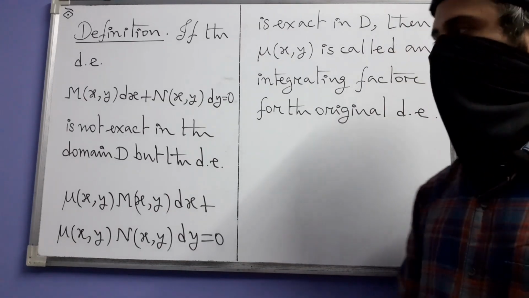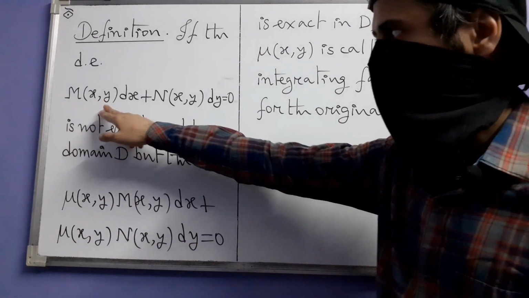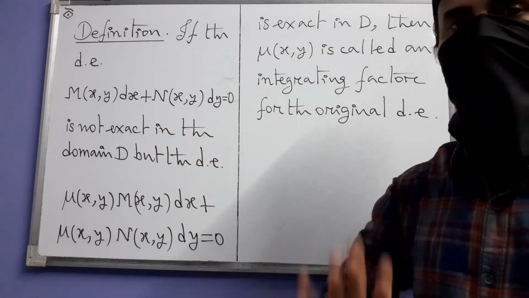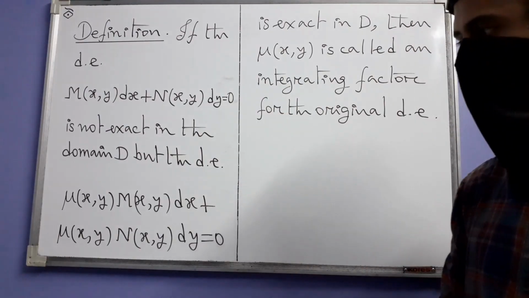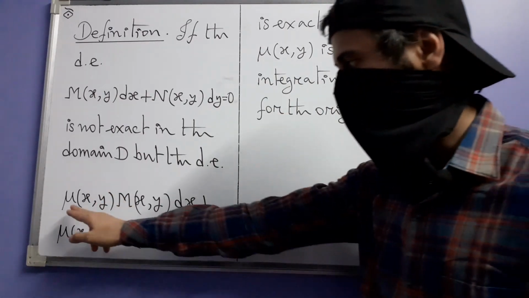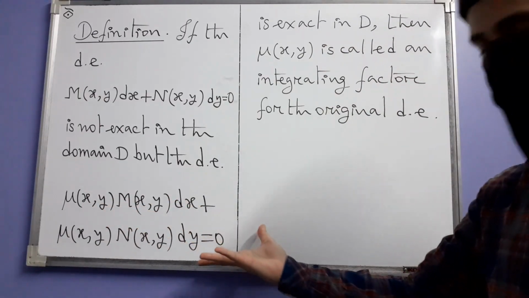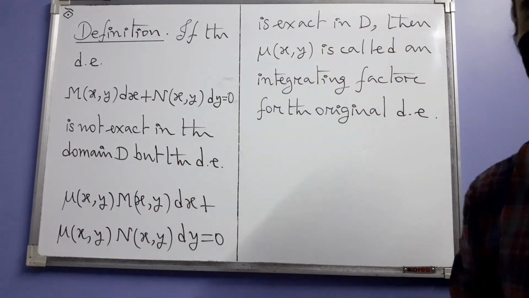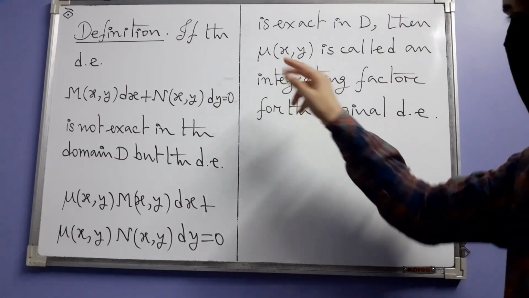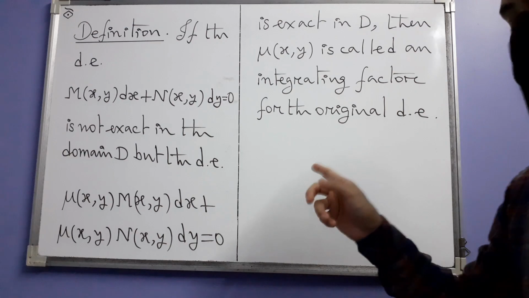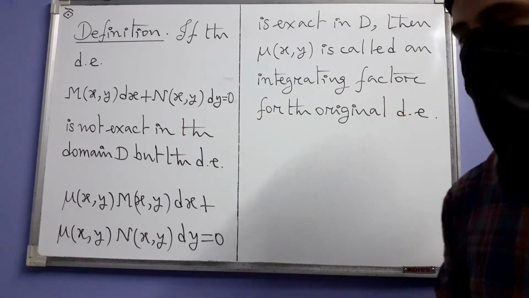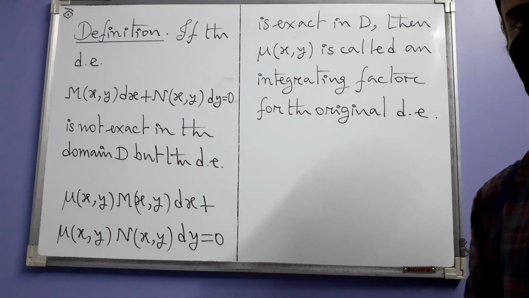So this is the definition. The original differential equation M dx plus N dy equal to 0 is, say, not exact in some domain D. But when we multiply it by some function of x and y, say mu of (x, y), then this becomes exact in D. If this is the situation, then this function by which you are multiplying is called an integrating factor for this original differential equation. Let's see one example.